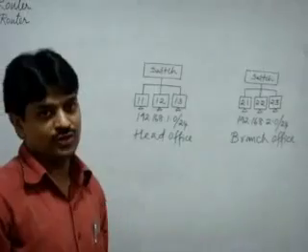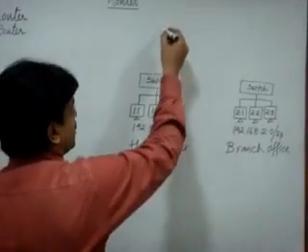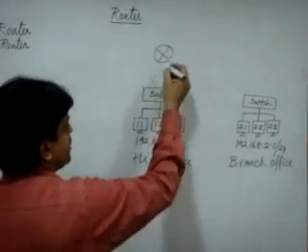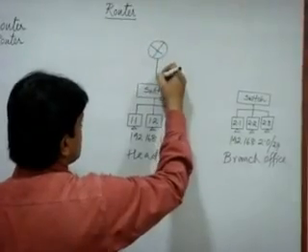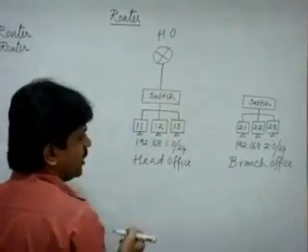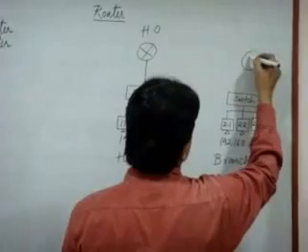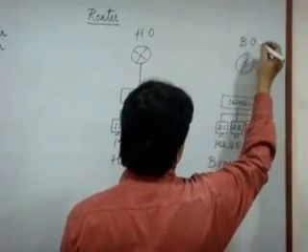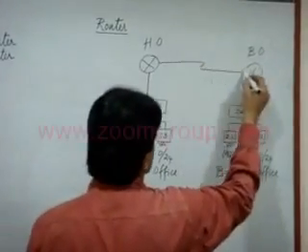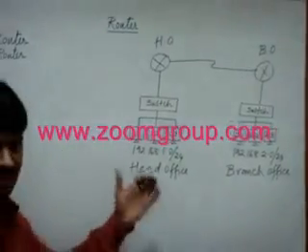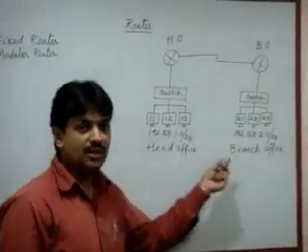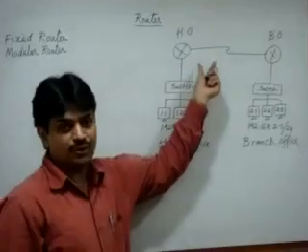I want to connect these two offices. Then we need a router. One router for the Hyderabad office. This is the router symbol. We have to connect this LAN to this router. This is the head office router. Similarly, we need one more router in the branch office. This is the branch office router. We have to connect these two LANs, and then connect these two routers through some WAN link. We'll see in detail what types of WAN links are available. So like this we can connect one office to another office with the help of routers.